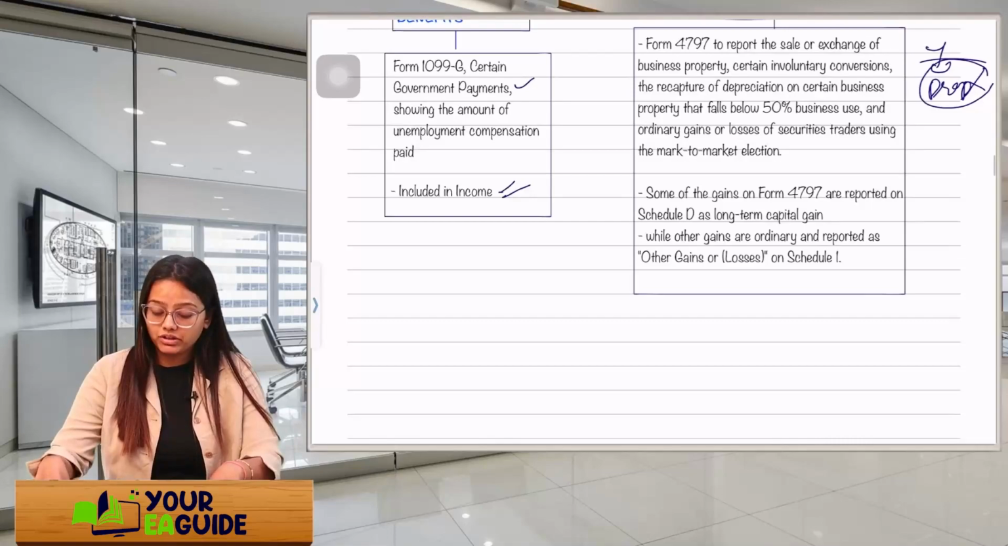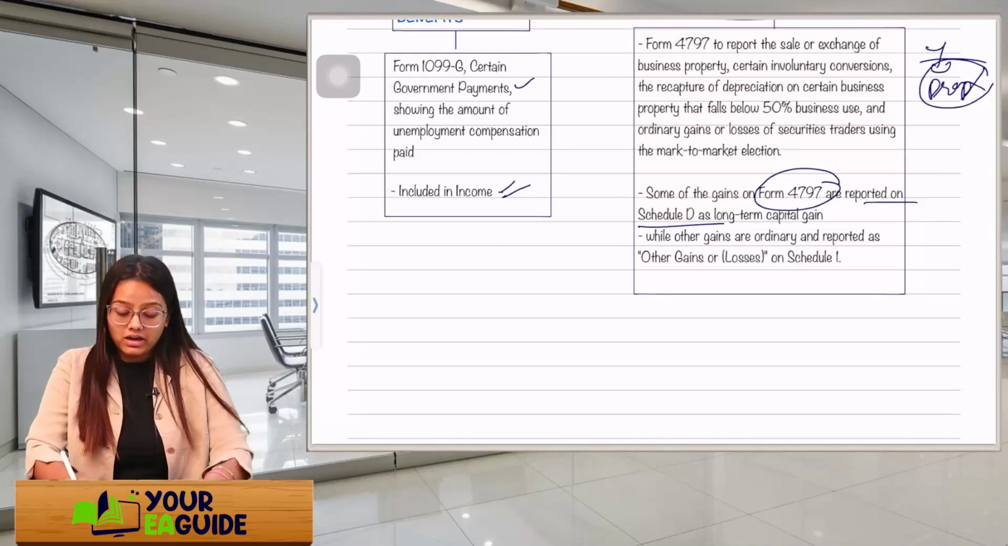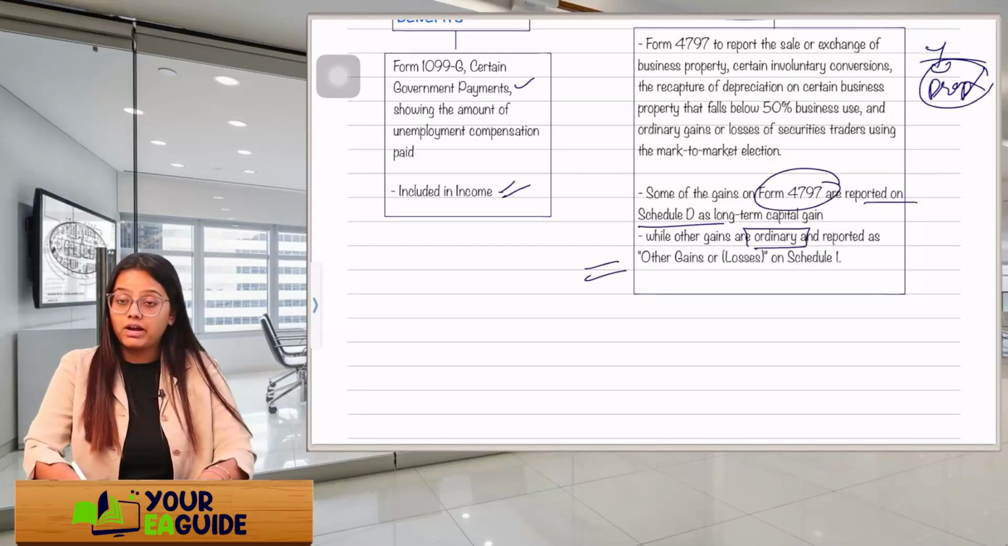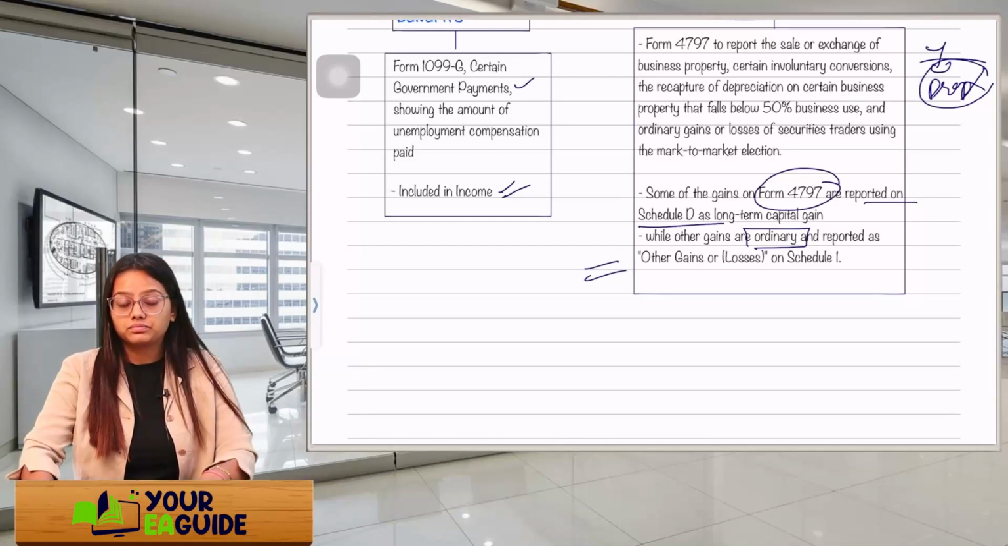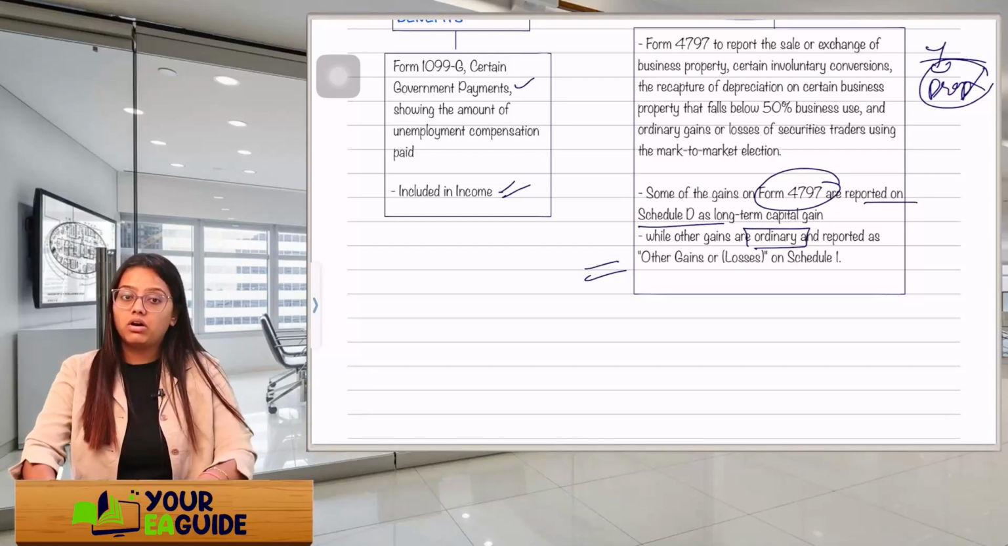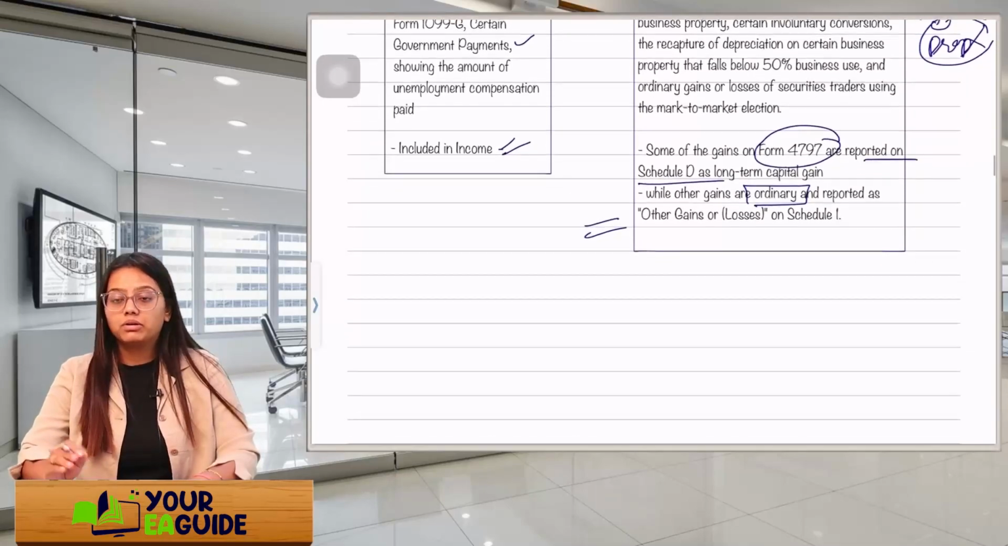Some of the gain of 4797 is reported on Schedule D as long term and some will be reported as short term, while others will be reported as ordinary. Why ordinary? Because short term capital gain is considered as ordinary. And long term is long term, on which the preferential tax rate will apply, 0, 15, 20%.